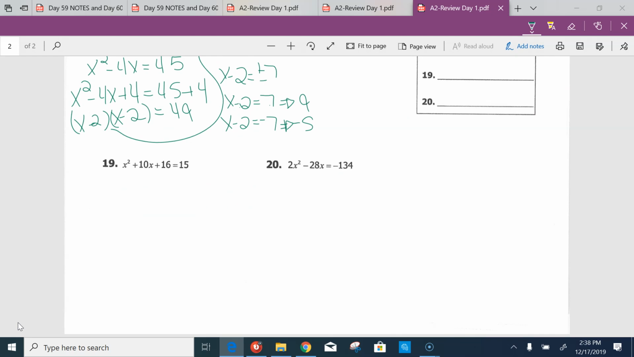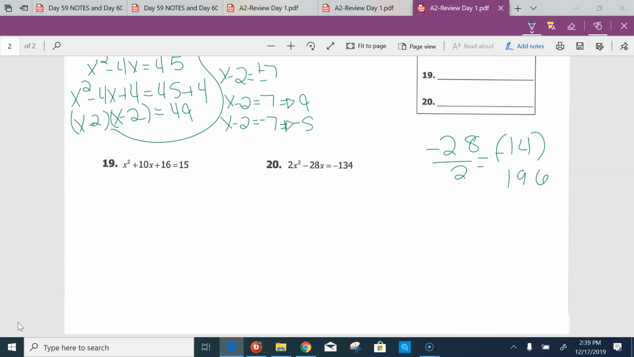All right, so for number 20, we have our constant on the other side already. So what I need to do is figure out that b value part. So I'll take my b value, which is negative 28, the number with the x. First thing you do is you cut it in half. What do you get? What's half of negative 28? Negative 14. And then you're going to go ahead and square that, I believe, right? You did 196, but I'm going to make it even faster now.